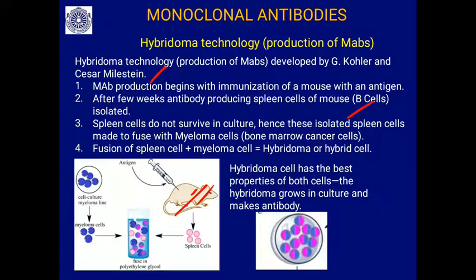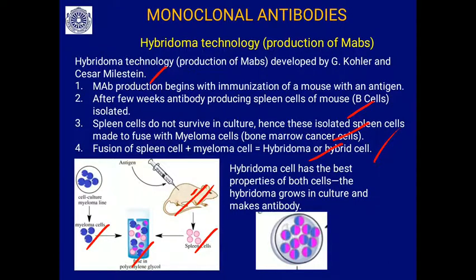So that's why they have to be fused with cancer cells, which multiply very fast in any medium. So here the spleen cells are fused with myeloma cells. Myeloma cells are bone marrow cancer cells. The fusion of a spleen cell with a myeloma cell gives rise to a hybridoma cell, or hybrid cell. You can see this is the myeloma cell, fused with the spleen cell using a fusogen.